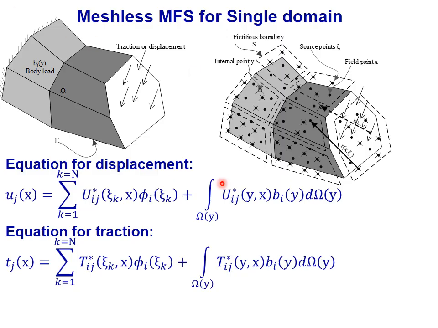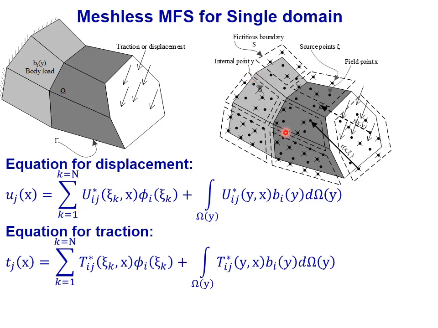We here take advantage of the fact that we know the solution of the problem in an infinite domain due to a unit load, which is the fundamental solution. So we can obtain the displacement at any point using the method of superposition from all the source points distributed on the fictitious boundary as shown in this drawing.